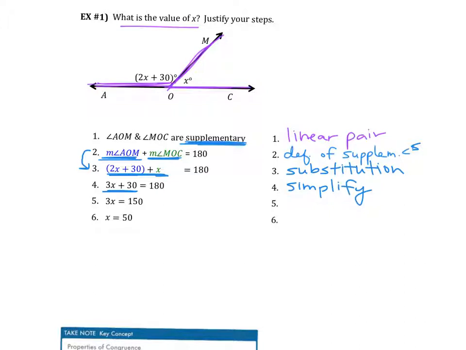Okay, now how did I go from step 4 to step 5? What did I do on both sides? Subtraction, right? I subtracted 30 from the left, I subtracted 30 from the right. So that's the subtraction property. Okay, and then what's your last step? Division property. I just divided by 3 on both sides, so that's your division property.